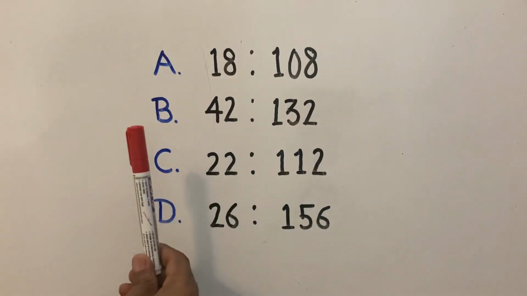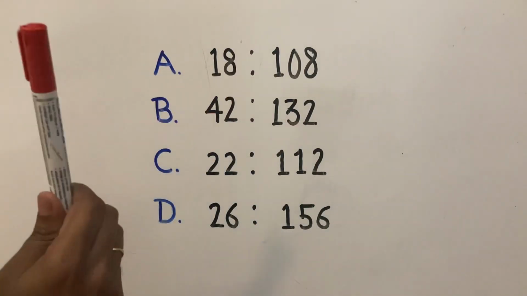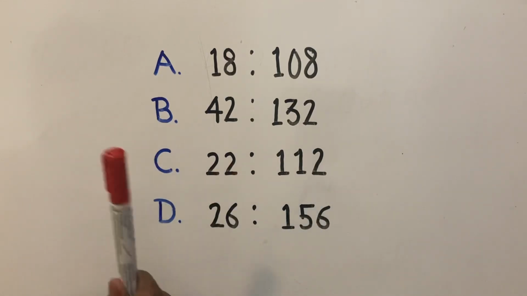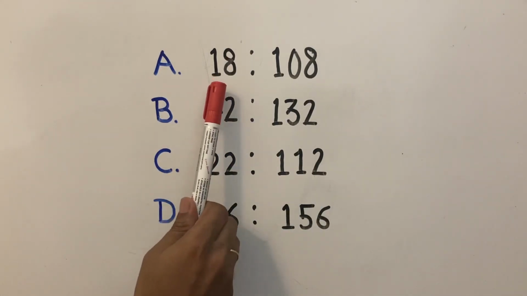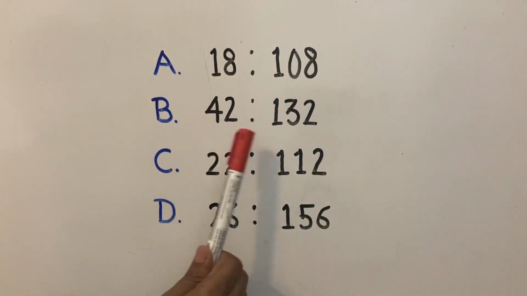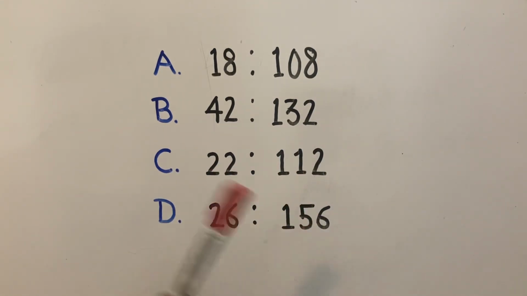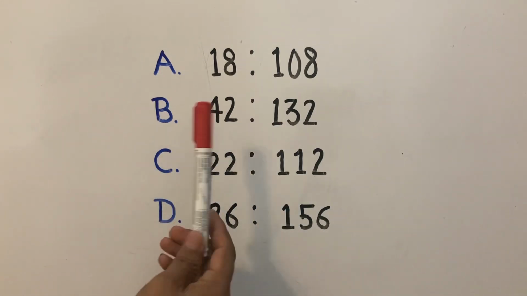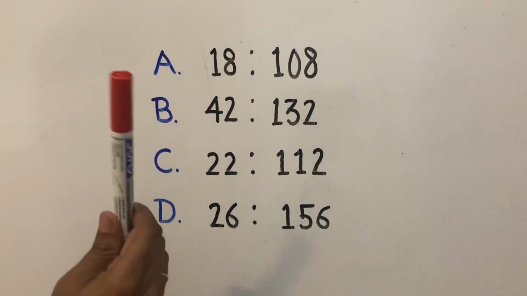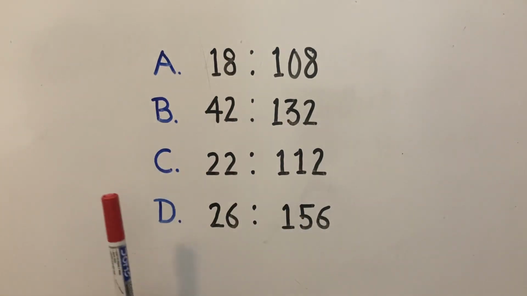In this problem, you have to find out an odd pair out of these four pairs, which are 18, 108, 42, 132, 22, 112, and 26, 156. To solve this kind of question, you must find a pattern which satisfies these pairs.